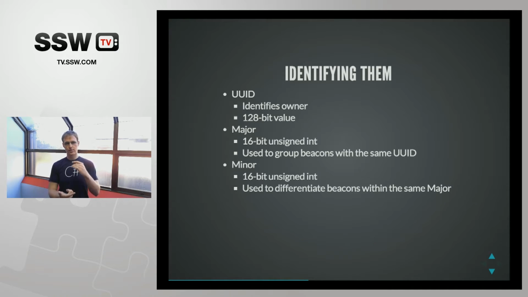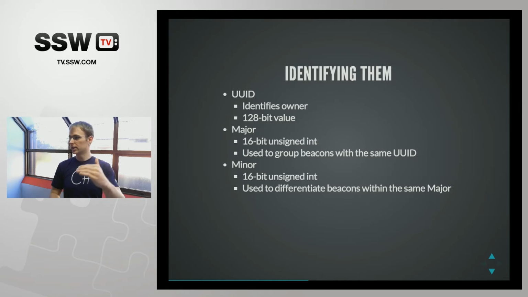Then there's the concept of a major and a minor. So once you've got all the beacons that you know, you can group them into what's called a major. You give it a 16-bit unsigned integer, which is used to group beacons that your company owns. So if you wanted to detect when you walk into a McDonald's restaurant, you would give all the beacons in that restaurant the same major and the same unique identifier, and your app can then just say, I want to be alerted when I walk near one of them.